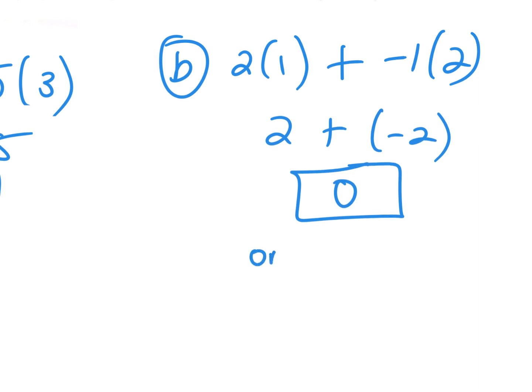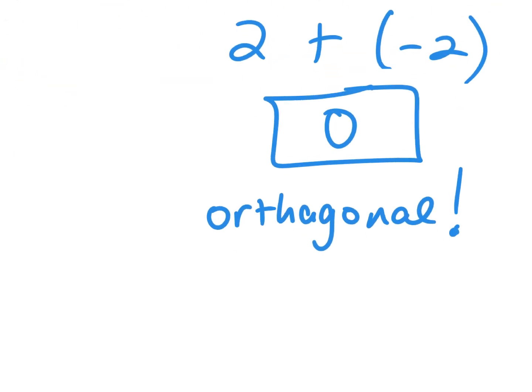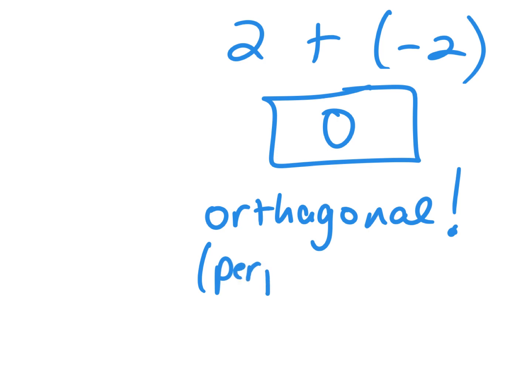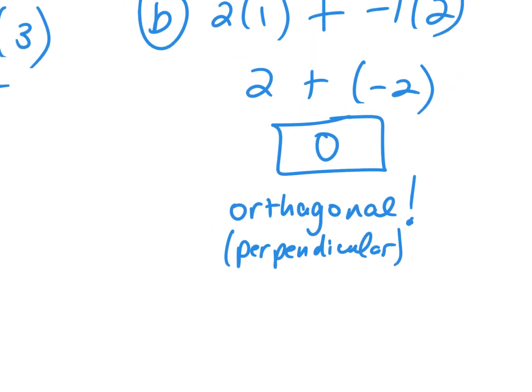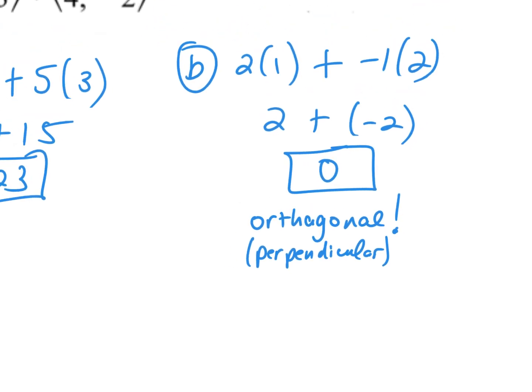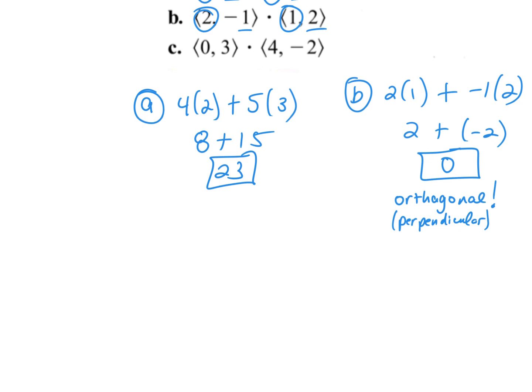Yes, write this word down. Orthogonal. You want to know what it means? Orthogonal in physics is the same way as saying perpendicular. We'll talk about this a little more in a minute. But when the dot product of two vectors is 0, it means if you were to draw them, they would meet at a what? If it's perpendicular. 90-degree angle. Yep.